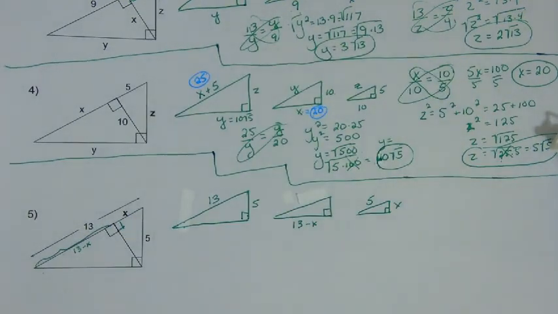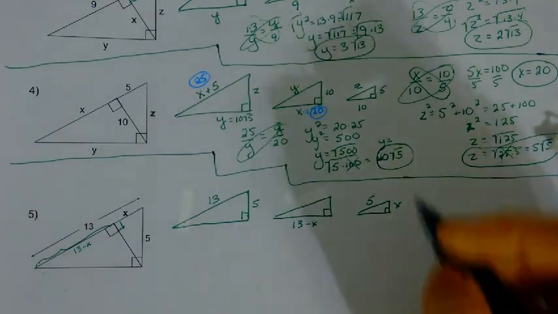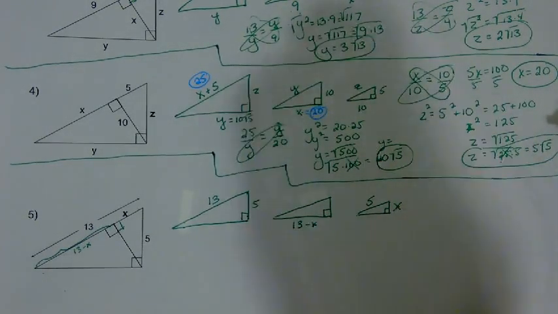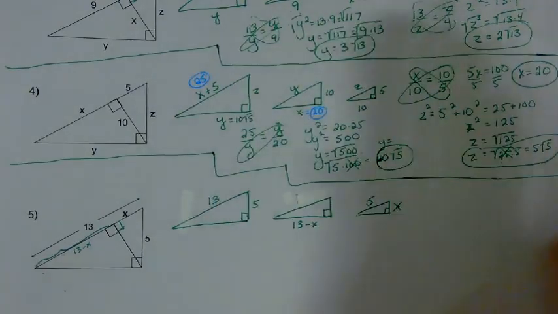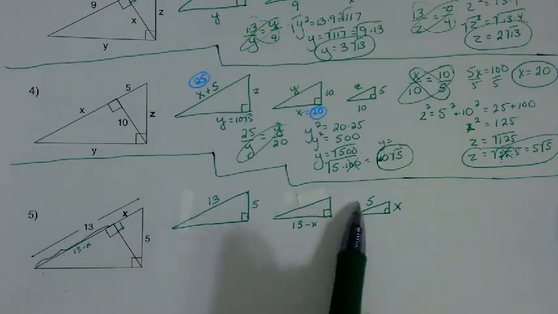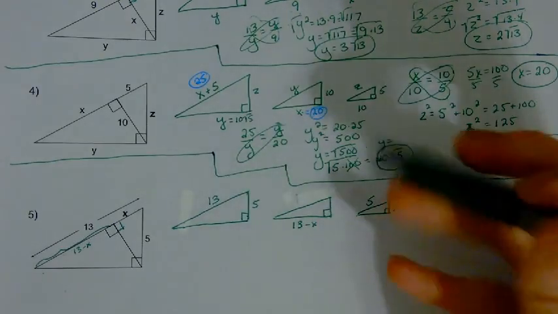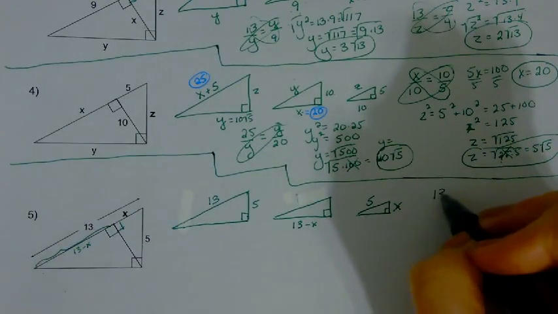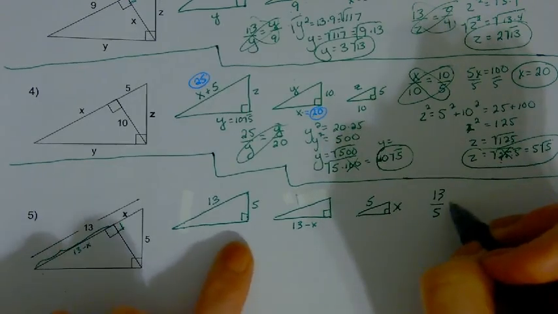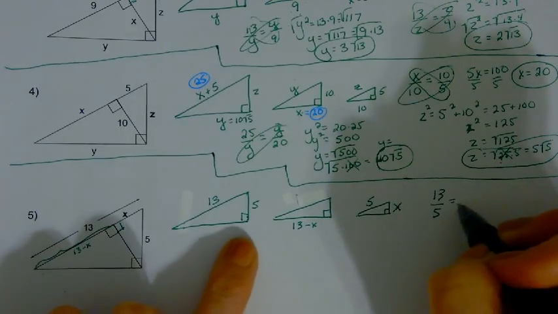Okay, so I see a set of ratios we can use. We could use 13 is to 5 as 5 is to x. We don't have to use this middle one here. So 13 is to 5 as 5 is to x. And cross multiply and solve.